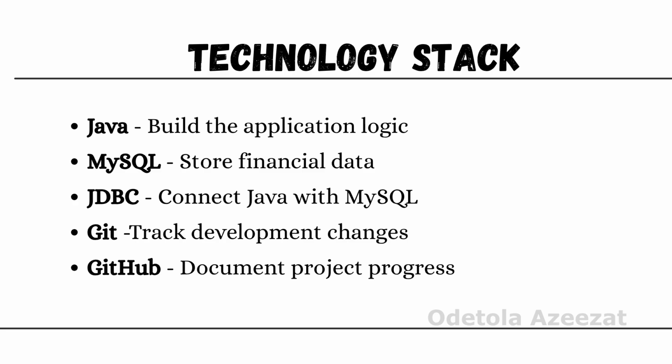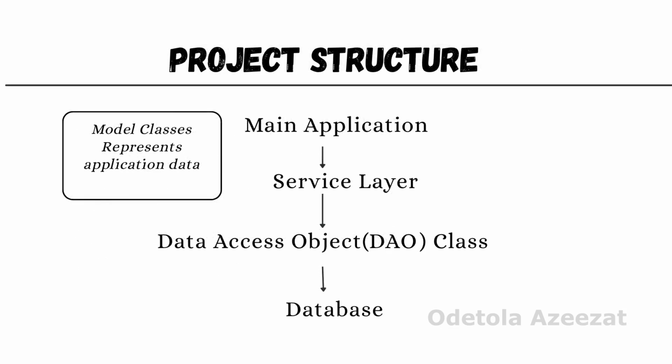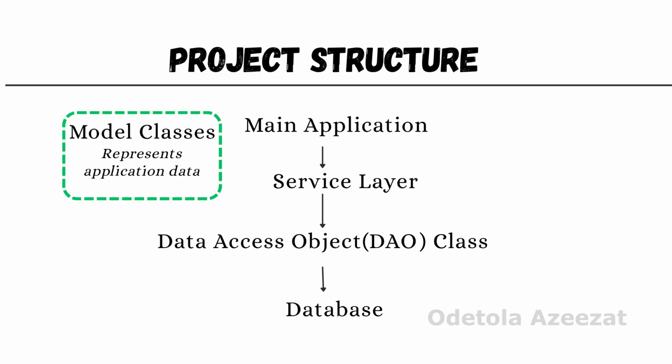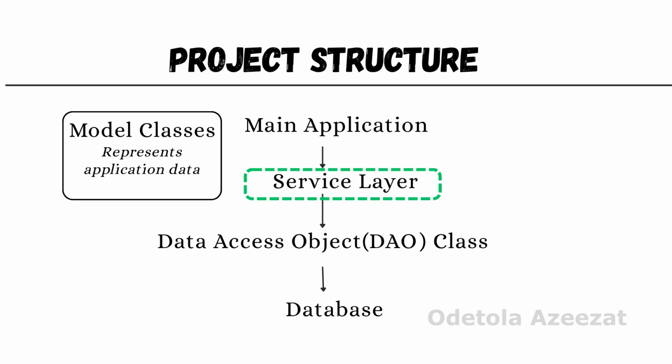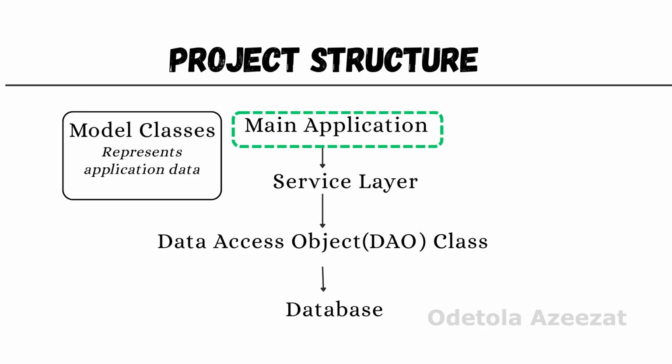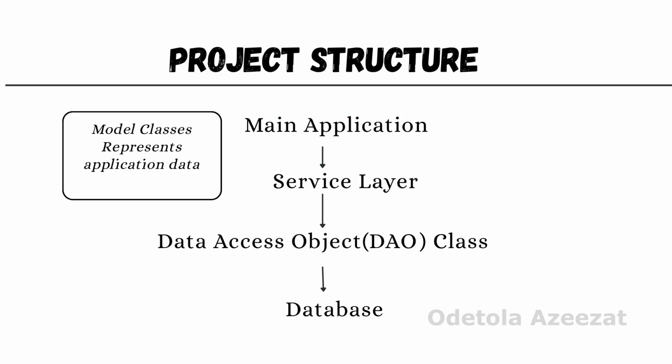However, before writing the code, I'll first design how different parts of the system will work together. The project will be divided into different sections, with each section having its own responsibility. To begin with, the model classes will represent the data used in the application. Next, the data access object classes will handle communication with the database. Also, the service layer will contain the main application logic and process all the operations performed by the users. Finally, the main class will tie everything together and provide the interface through which users interact with the application. Designing the project this way makes the code more organized, easier to maintain, and also easier to add more features as the system grows. This forms the foundation of the entire project.